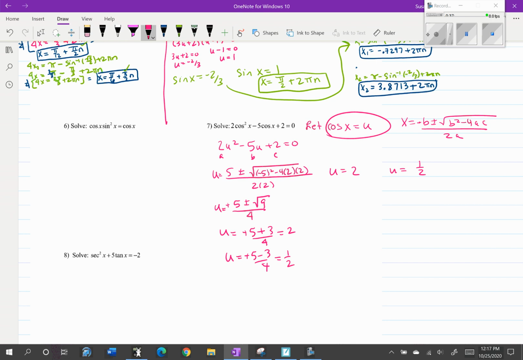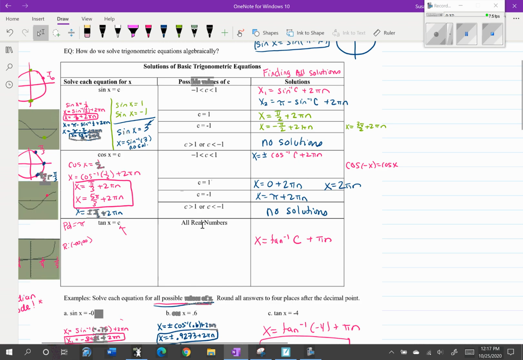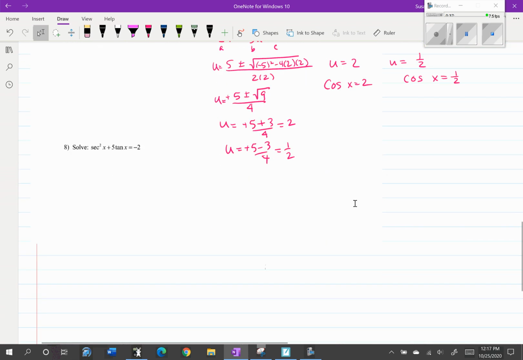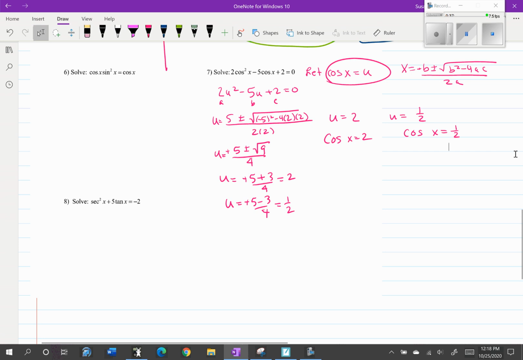But remember, we used substitution and said that u was the cosine of x, or let cosine of x equal u. So now we need to substitute that back in. So the cosine of x is equal to 2, and for this one, the cosine of x equals 1/2. Remembering our chart, when we get values that are above 1 or below negative 1, we said there's no solution because we can't find an angle that gives us a trig ratio above those values. So for this one, there is no solution.